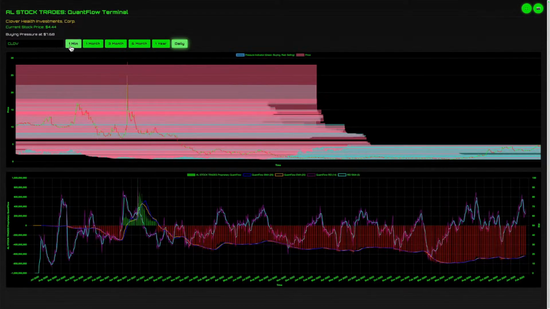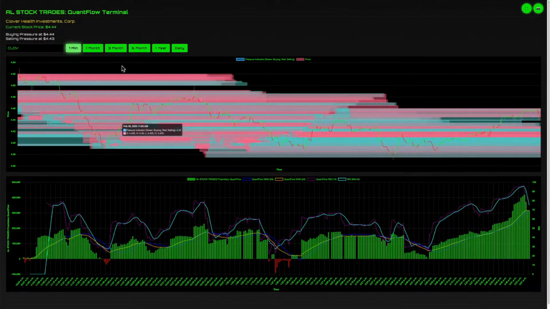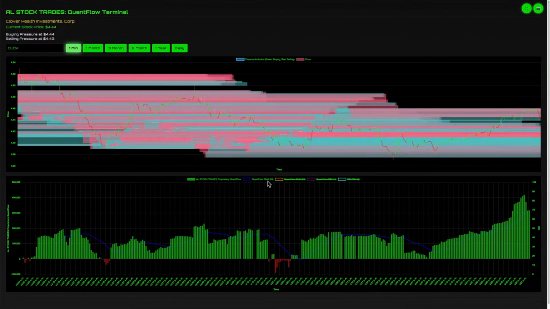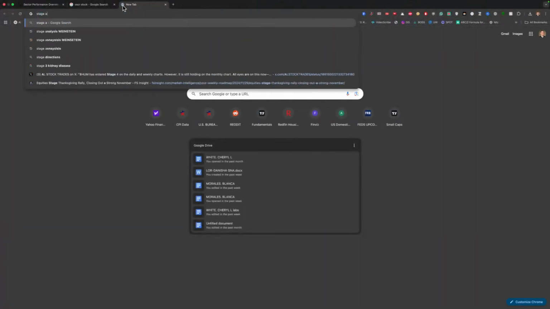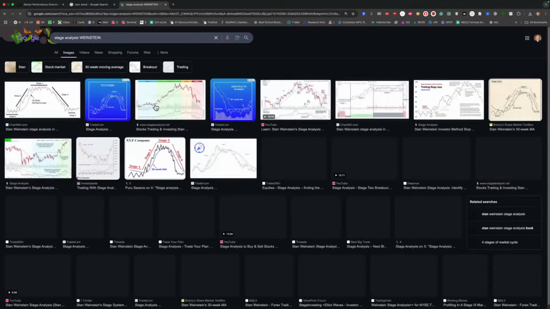So let's show you now zoomed in, and this is all part of the lifetime access All Stock Trades QuantFlow, the whole platform, right? So we go ahead and hit the minute, and I want to point something out. So let's remove this and let's just put the QuantFlow simple moving average. Okay. So if you don't recall, regarding stage analysis by Weinstein, let's go ahead and take a look at that.